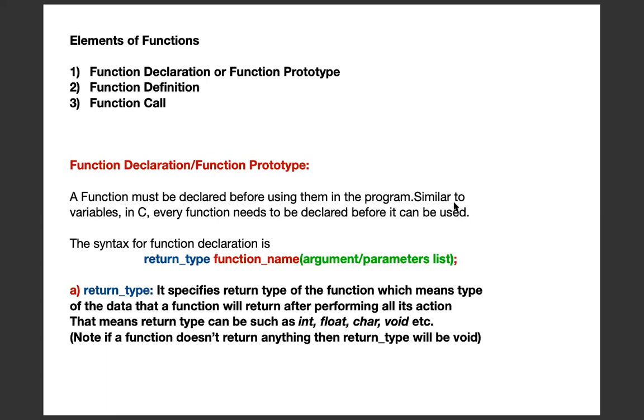Similarly, like how a variable is declared, whatever you use in the program has to be declared. A variable is an identifier. Similarly, if you need to use a user-defined function, since it is defined by the user, whatever the user defines has to be declared before it is used. So a function has to be declared. That is what the definition says: a function must be declared before using it in the program, like how we use a variable in C. That means every function has to be declared before it is used.